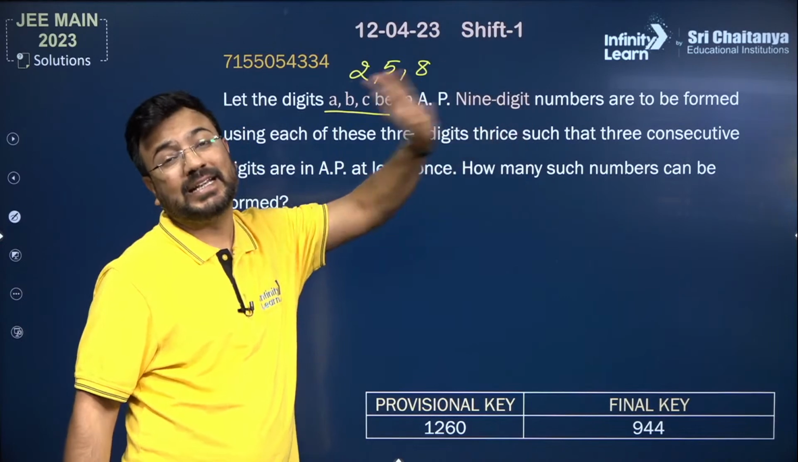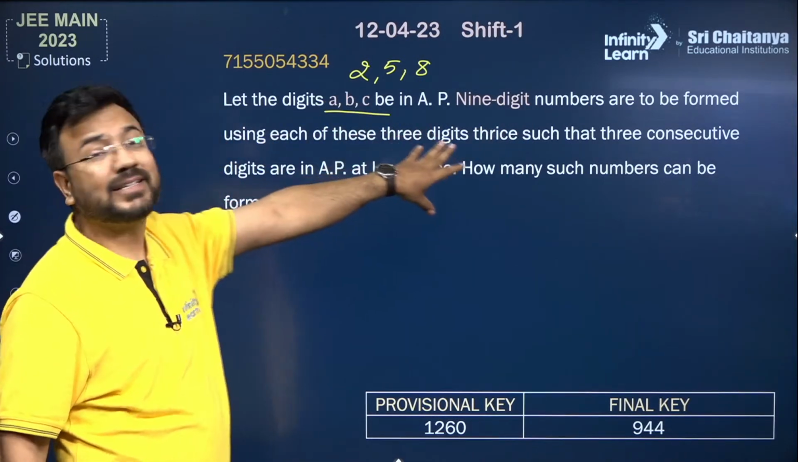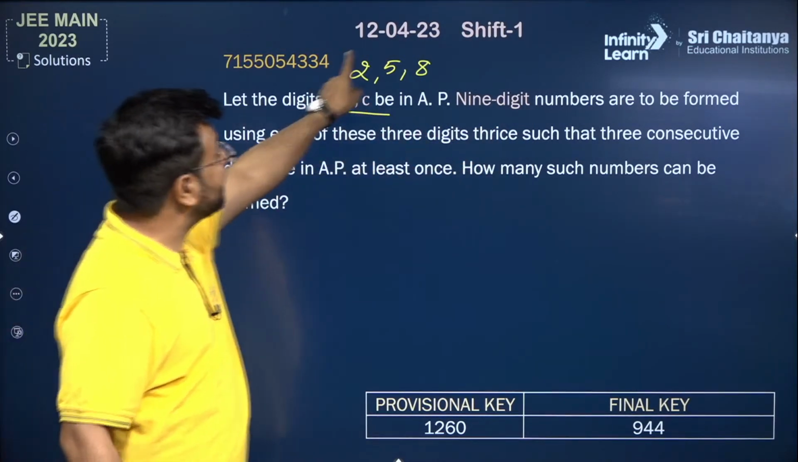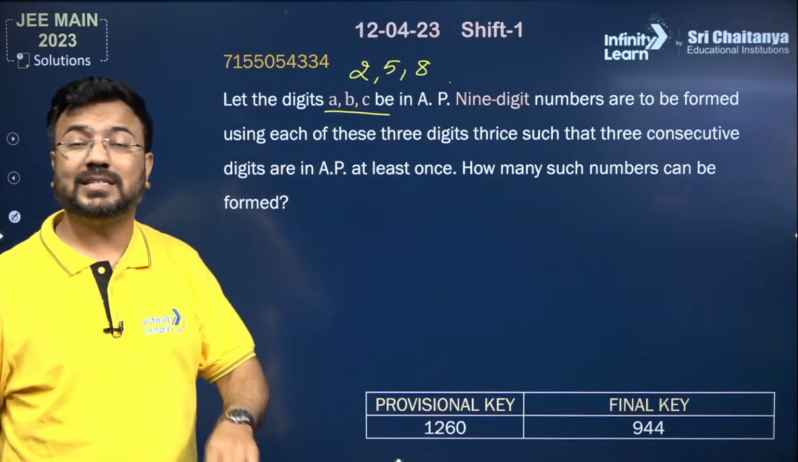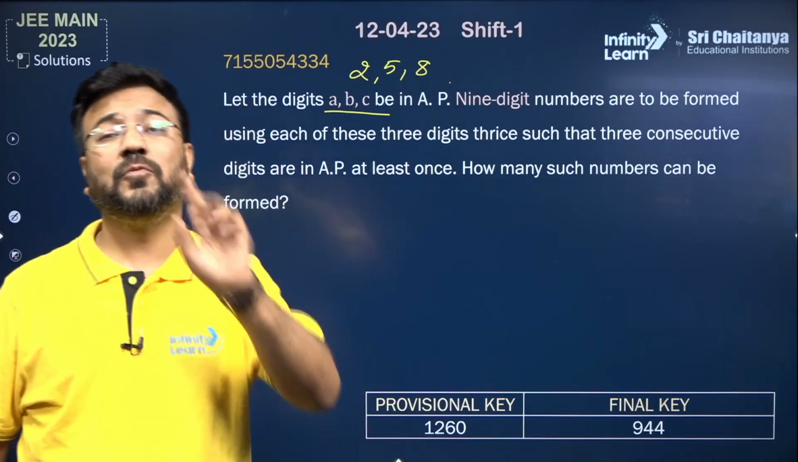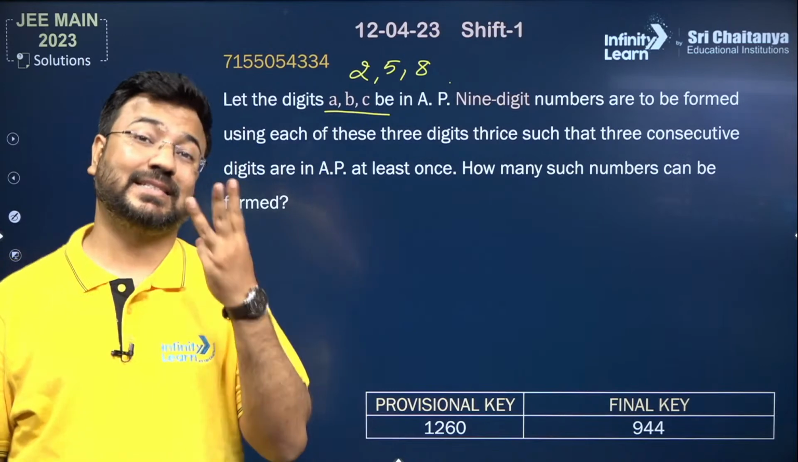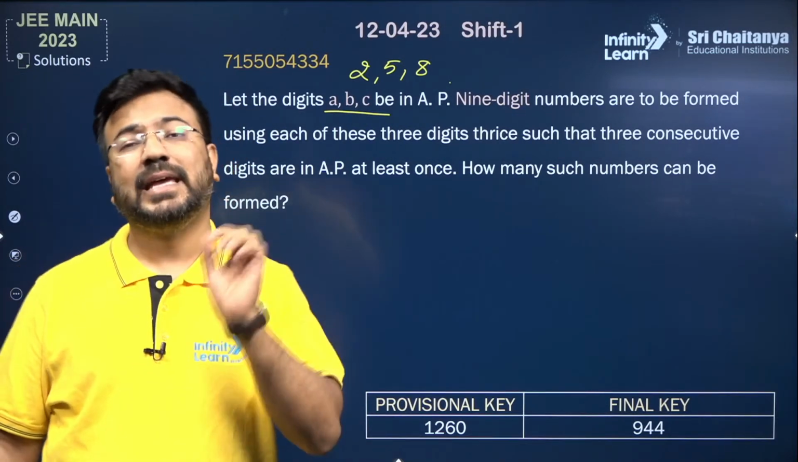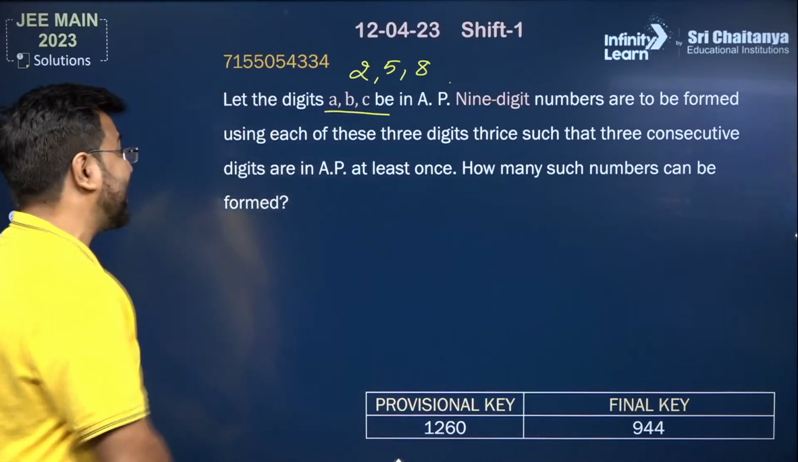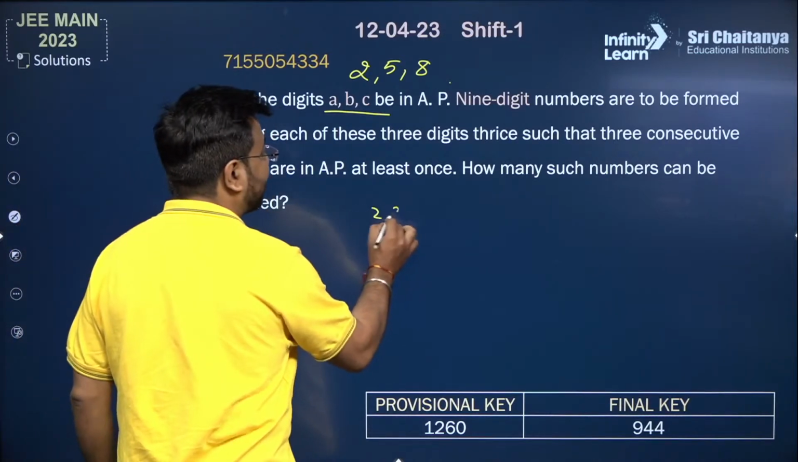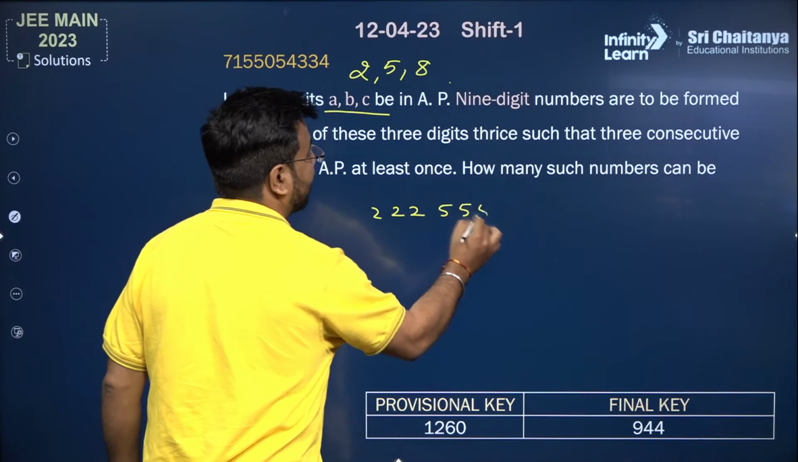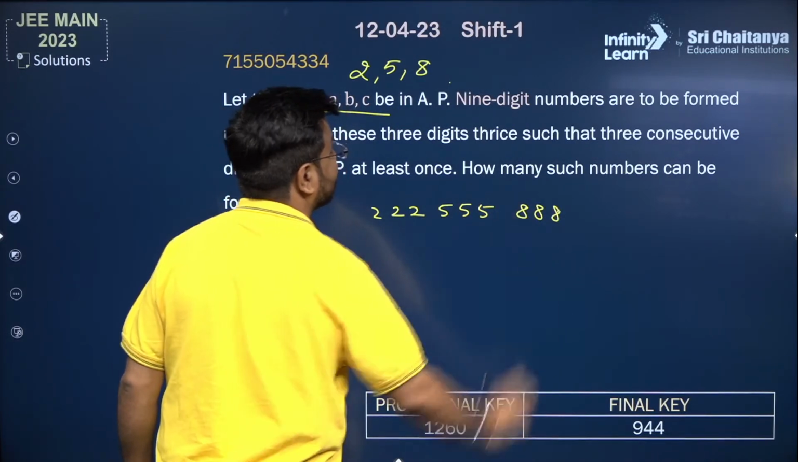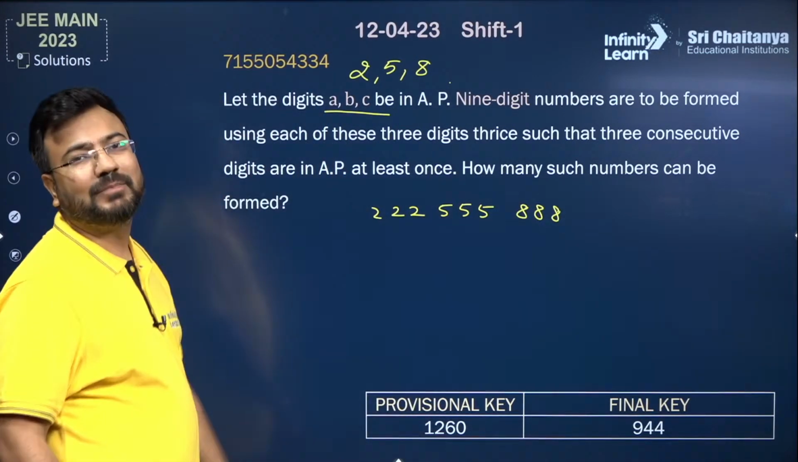Now we need to create a 9-digit number, and this 9-digit number will be created using these 3 digits, out of which each and every digit of this 258 will be used thrice. That means 2 will appear 3 times, 5 will appear 3 times, 8 will appear 3 times. So a 9-digit number will be created.